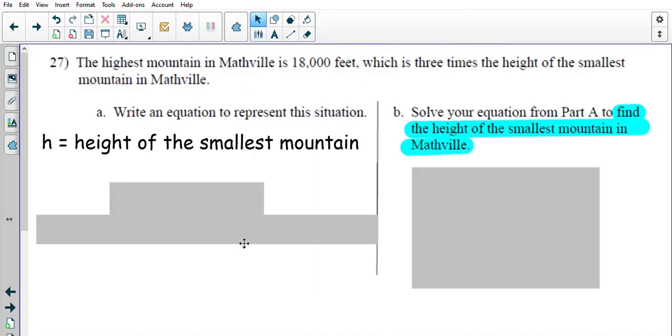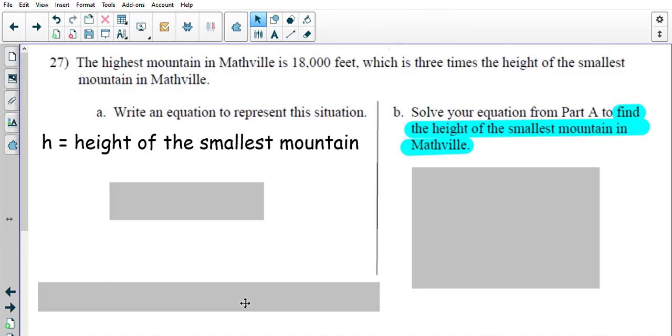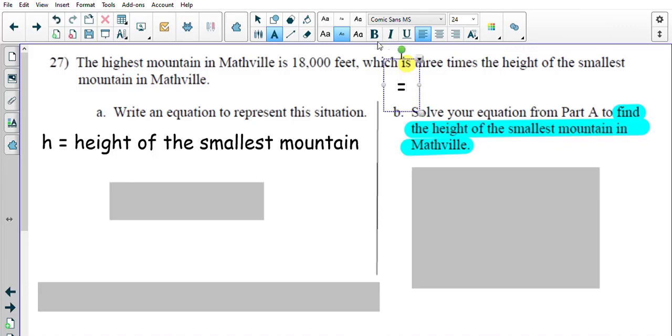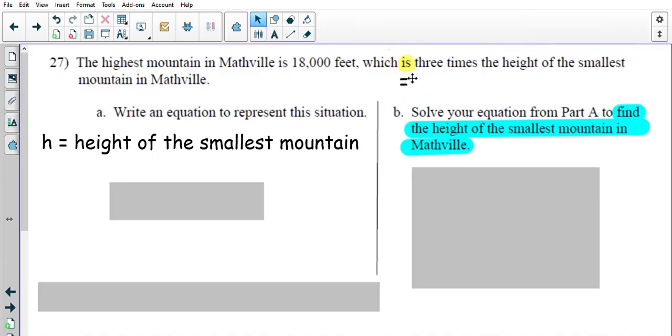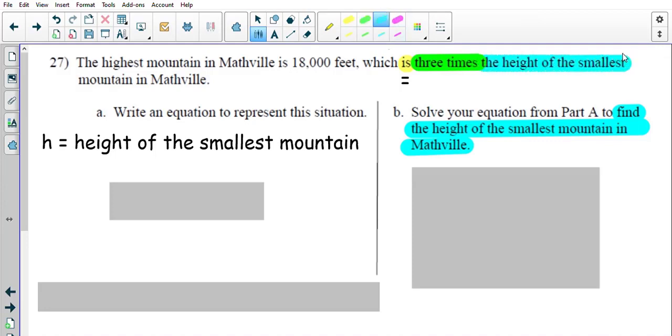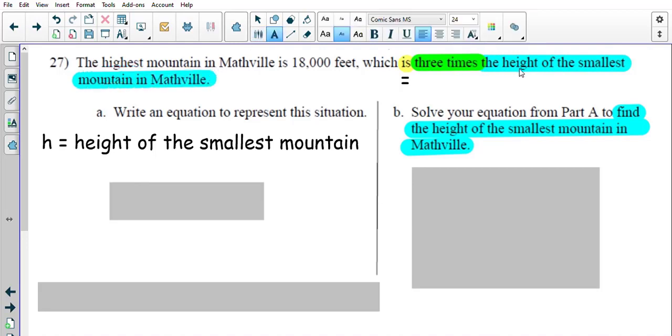H for height, maybe S for smallest mountain if that's a little easier. We know that the highest mountain is 18,000 feet. And we know that that is, so when I see this word is, I know I'm going to have 18,000 equals. And then 3 times is going to be 3 with a multiplication sign after it, right? And then 3 times the height of the smallest mountain, well, that's my unknown. So that's H. So I'm going to have 3 times H, and I'm going to set that equal to 18,000.